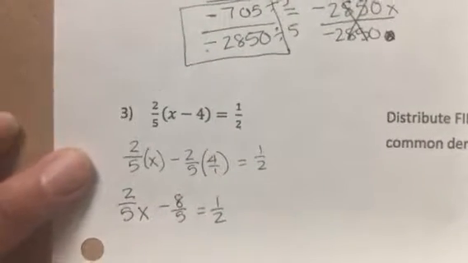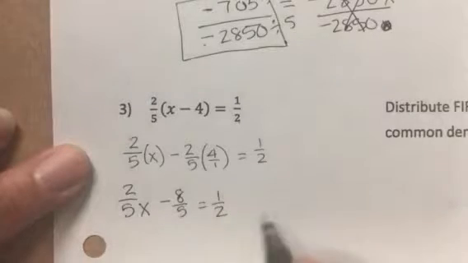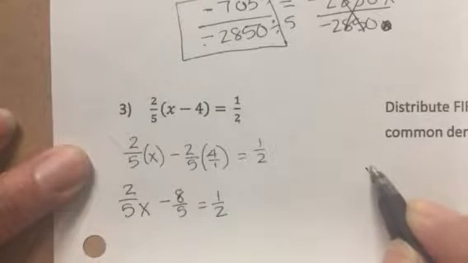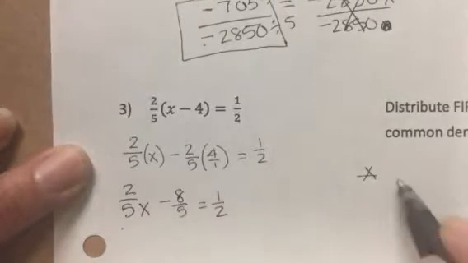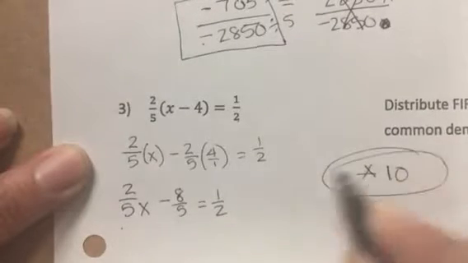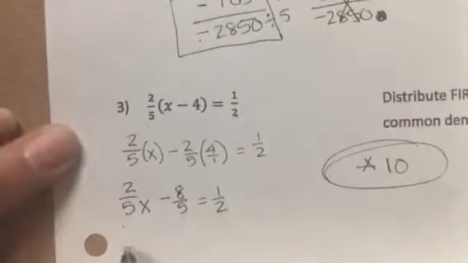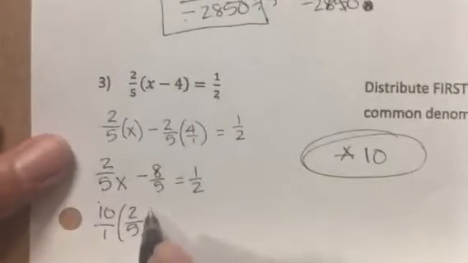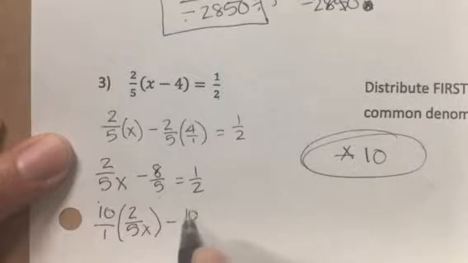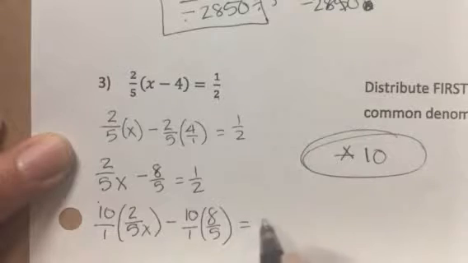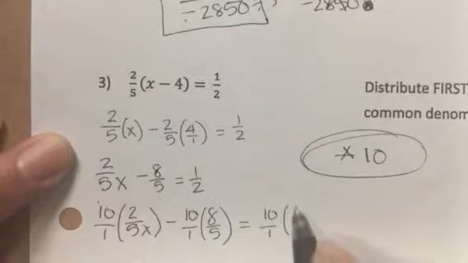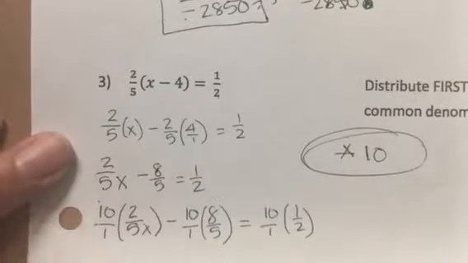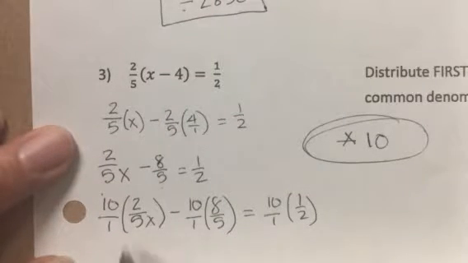All right. So the next thing I want to do is, like I did before, find a common denominator. Let's see. Let's try 10. So let's try multiplying every single term by 10. 10 over 1 times 2/5 x minus 10 over 1 times 8/5 equals 10 over 1 times 1/2. You have to remember to multiply every term. And then we're going to cross reduce.